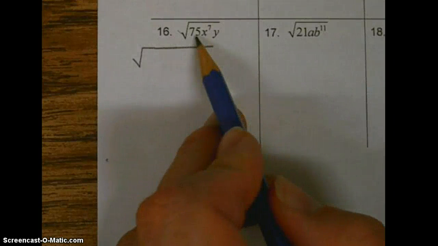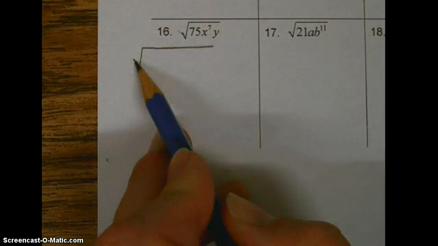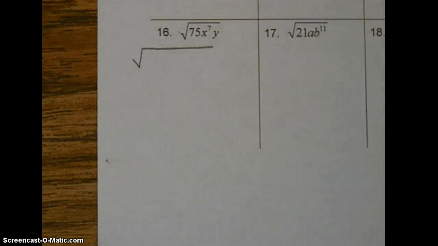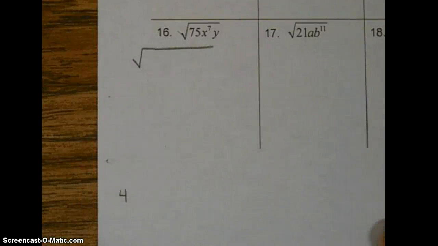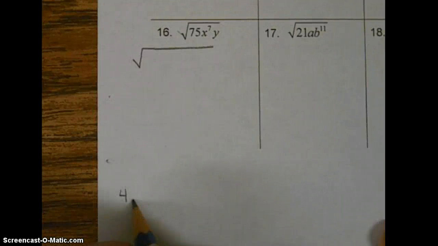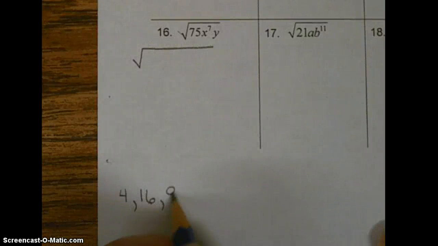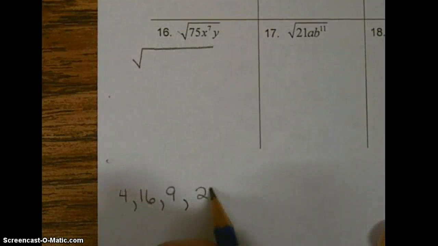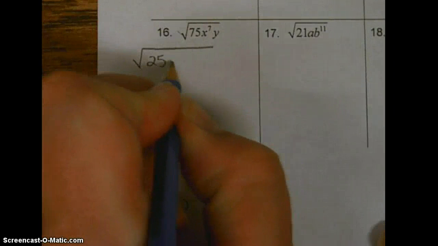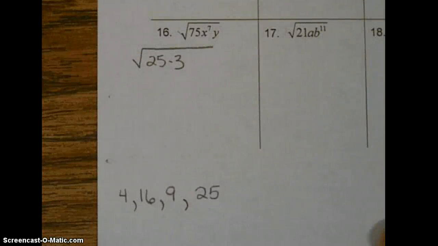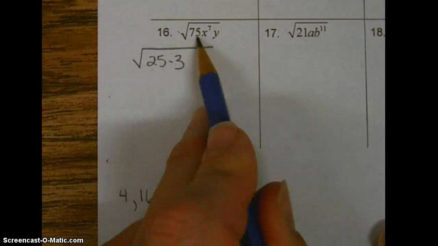So 75. Are there any perfect squares that go into 75? Well, one of the perfect squares is 4. Does 4 go into 75 evenly? No. 16? No. 9? No. 25? Yes. 25 times 3. Okay, so 25 times 3 is 75.